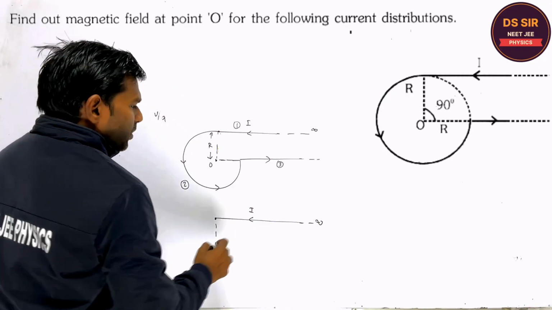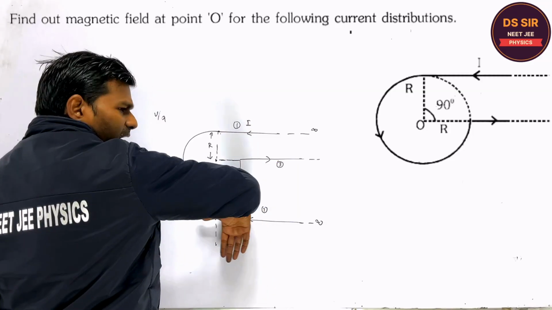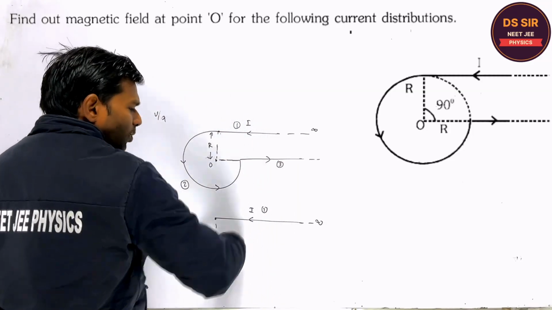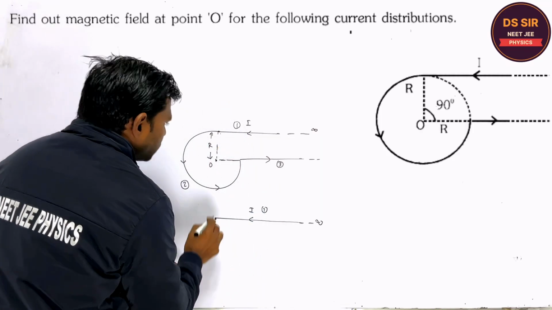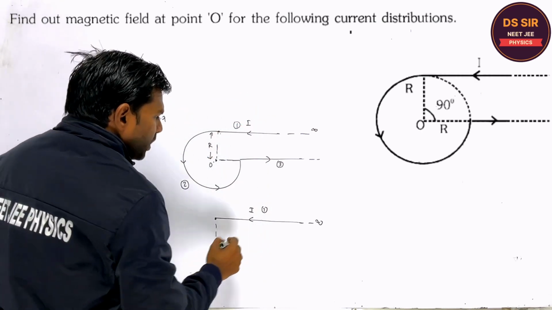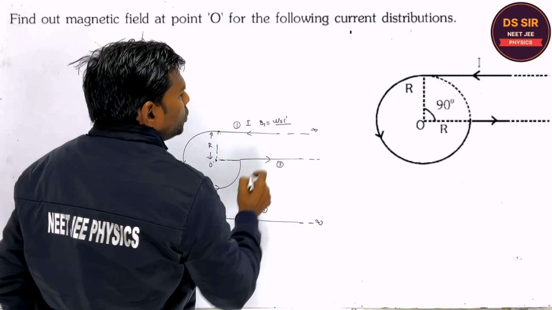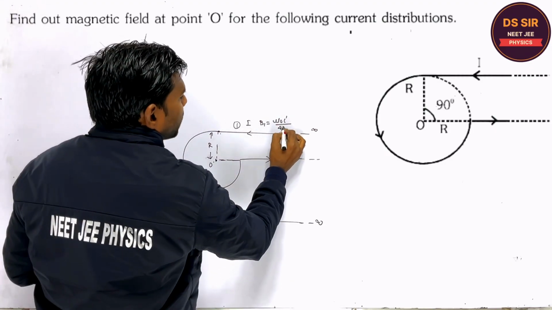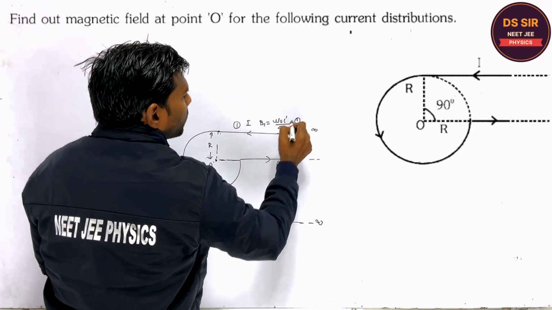Tell me, this is the one part, this is the current I. What is the direction of the magnetic field due to this current? It is out of the board. At this point O, because of this wire, the magnetic field is out of the board. So B1, due to the semi-infinite wire, is mu naught I upon 4 pi r, and the direction is out of the board.